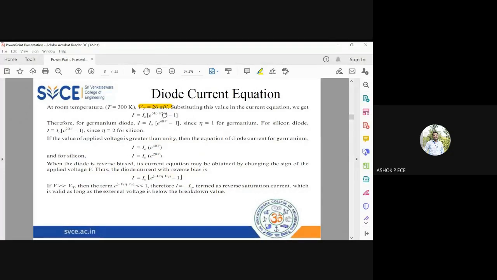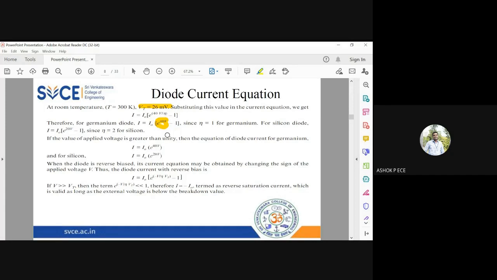So if it is germanium, eta is equal to 1, right? So I is equal to I naught e power 40V minus 1. If it is silicon, eta value is 2. So 40 by 2 will become 20. So I is equal to I naught e power 20V minus 1. And you know that e power term is very, very large.